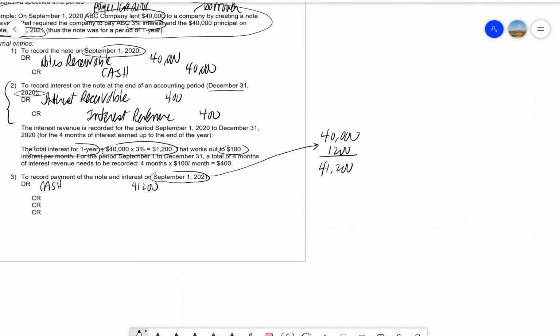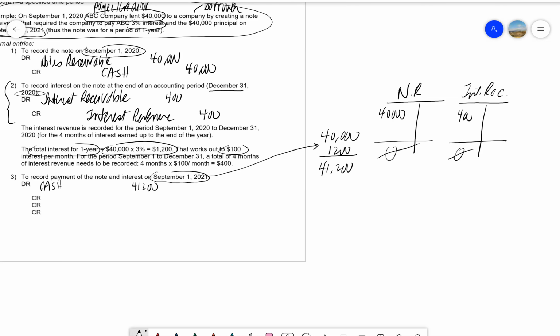Well, if you think about this, let's look at our T accounts. We have notes receivable sitting there of $40,000, and we also have interest receivable sitting there for $400. Now, after we get paid, what should the balance in these two accounts be? Well, the balance should go to 0. Well, how do we get them to 0? We're going to credit notes receivable for $40,000 and credit interest receivable for $400.